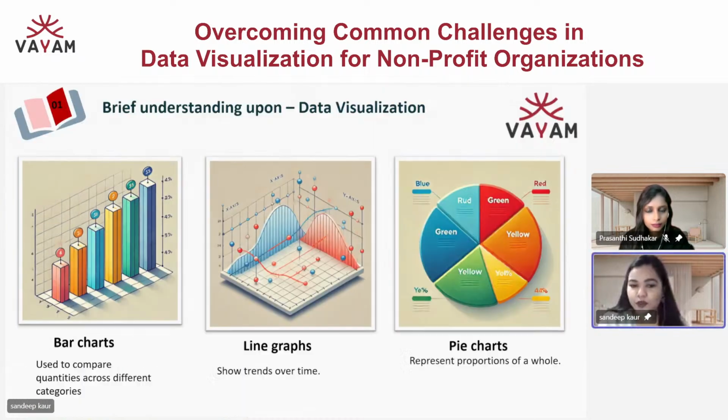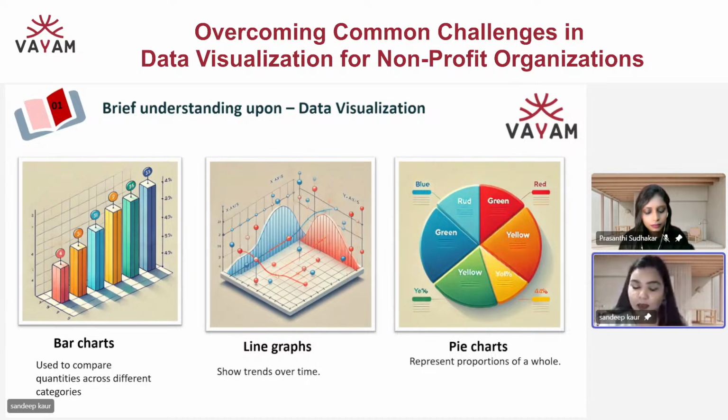So, how to do it? These are the basic charts which we use while presenting our data via data visualization. You can see bar charts, line graphs, pie charts. Bar graphs are used to compare quantities across different categories. In a simpler way, line graphs are the easiest and most commonly used to show trends over time. Pie charts present the proportions for any comparative data.